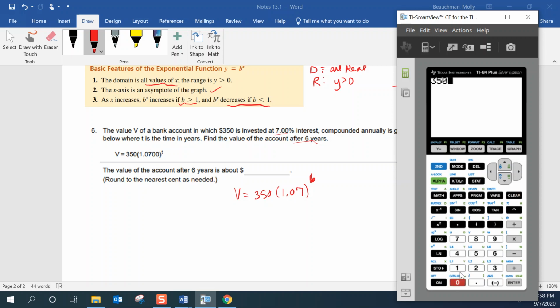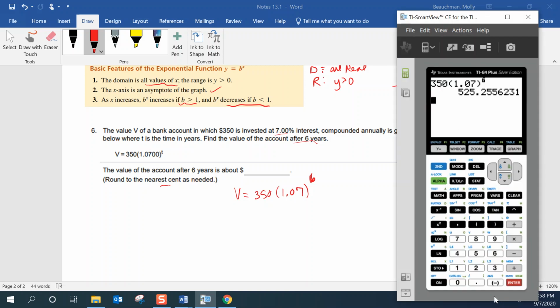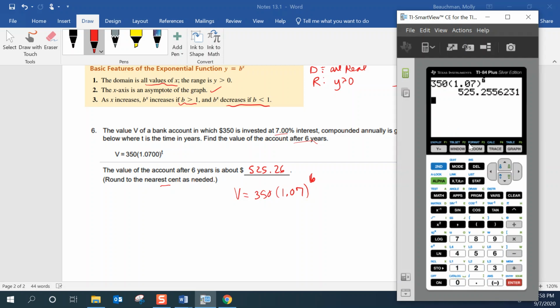So we have 350 times 1.07 to the power of 6. And then round at the very end. Round to the nearest cent. So we end up in our account having $525.26. If your calculator isn't like mine where you can put it all in, another way you can do that is to take 1.07 to the power of 6, find the answer but don't take it off the screen, and then multiply that times 350.